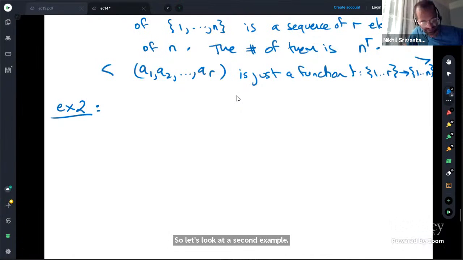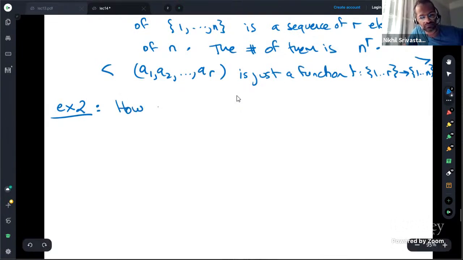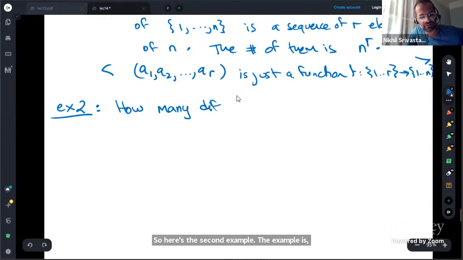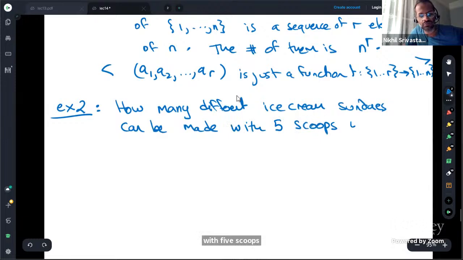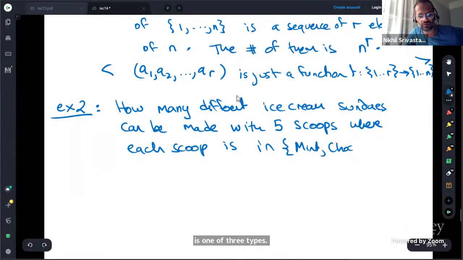So here's the second example. How many different ice cream sundaes can be made with 5 scoops, where each scoop is one of 3 types, either mint, chocolate, or vanilla. And I don't want to keep writing these long words, so I'm just going to call these M, C, and V.